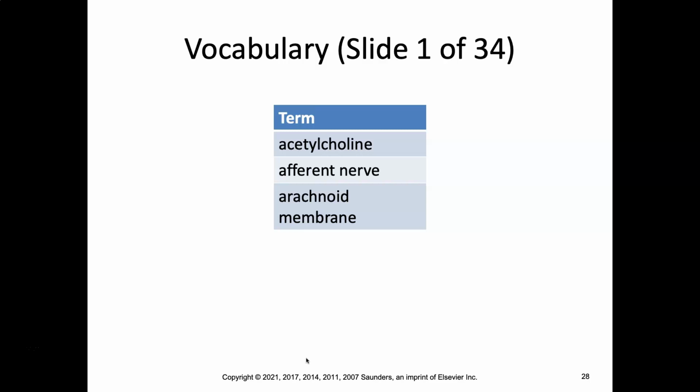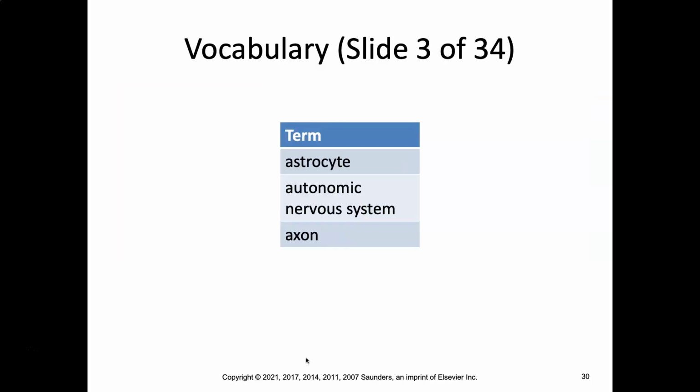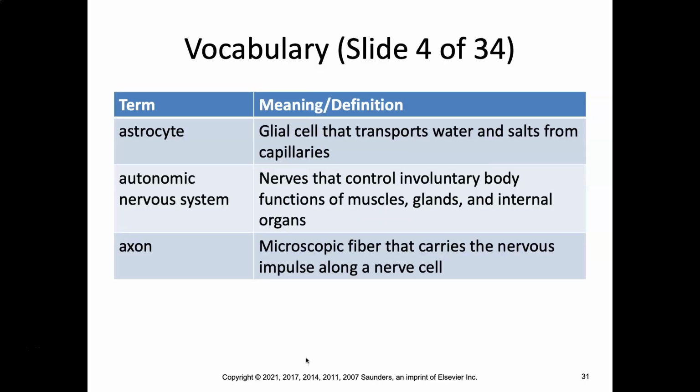Acetylcholine, afferent nerve, arachnoid membrane. Those are the terms here at the beginning, and here are your meanings and definitions. Acetylcholine, that's something that you would need to know. I know it's a long word, but it is a very important neurotransmitter chemical that is there between nerve cells and carries those messages. And some more terms and meanings and definitions.